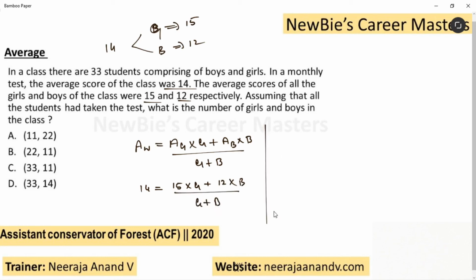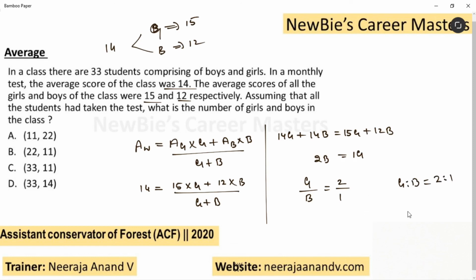Let's reduce this. We get 14G plus 14B is equal to 15G plus 12B. G means number of girls and B means number of boys. Then let's solve this equation now. Let's send this 14G that side. We get 1G, correct? 15 minus 14 we get 1. And let's send this 12B this side. We get 2B. G by B is equal to 2 by 1. That means the ratio of girls and boys is 2:1.